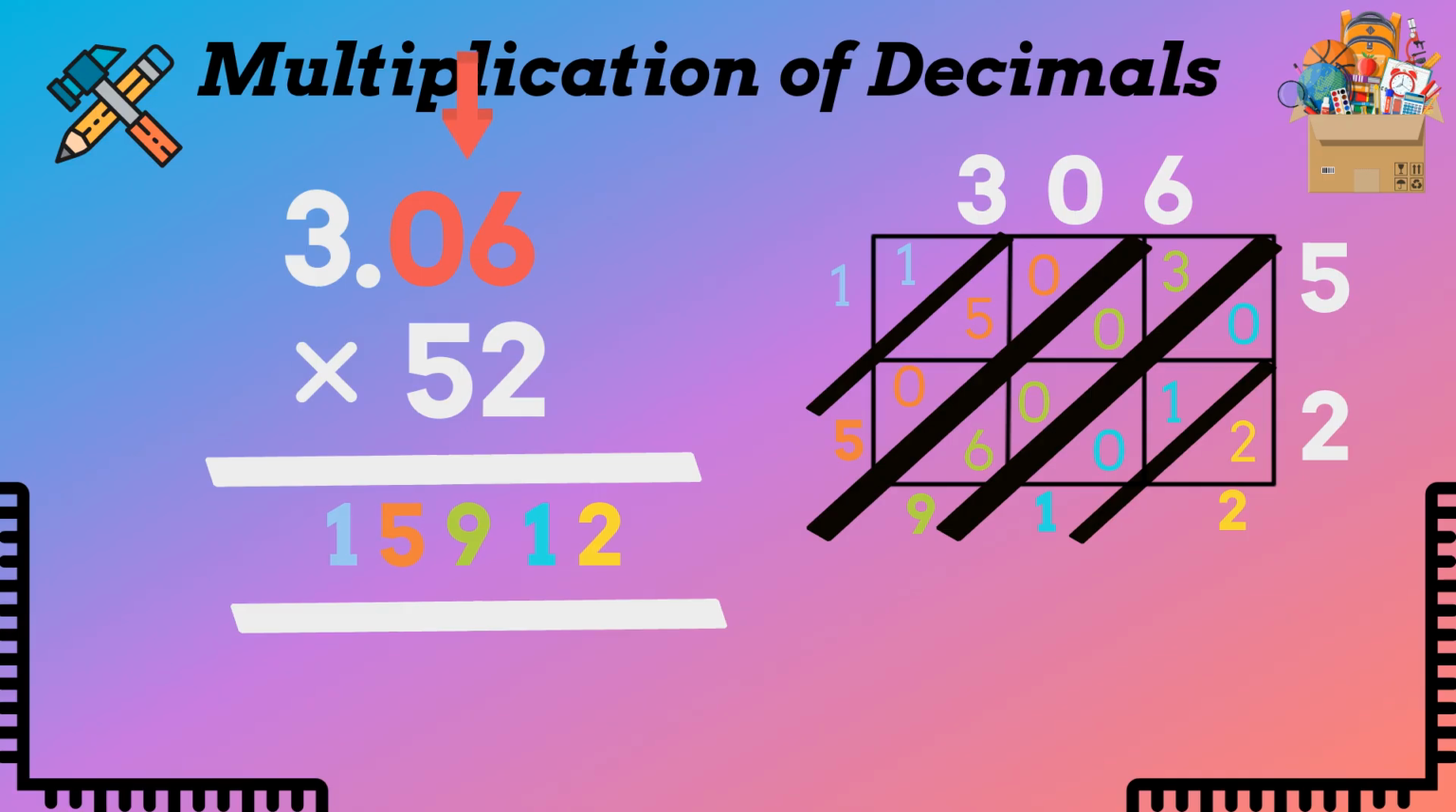Now, we will go to the top to count how many decimal digits to the right. 0 and 6 are decimal digits. Therefore, we have 2 decimal digits. Therefore, we will move 2 places. 1, 2. Our answer is 159.12. Okay, wise stars, now you are ready to tackle multiplication of decimals and shine like the star you are.